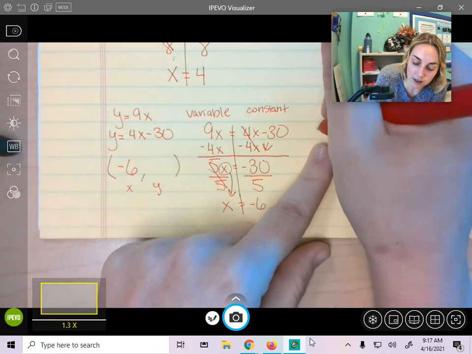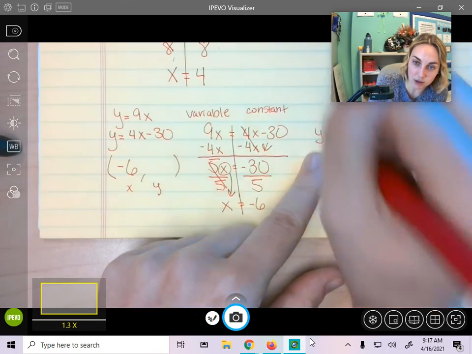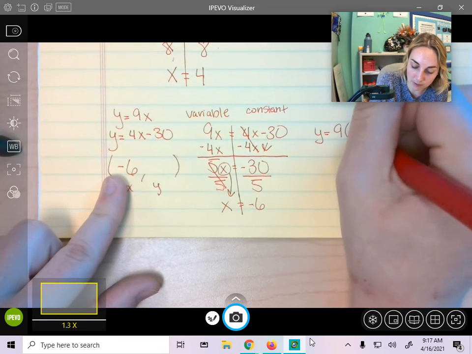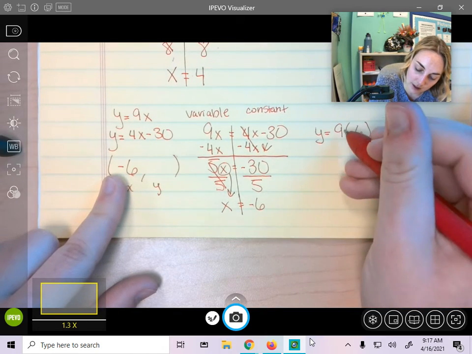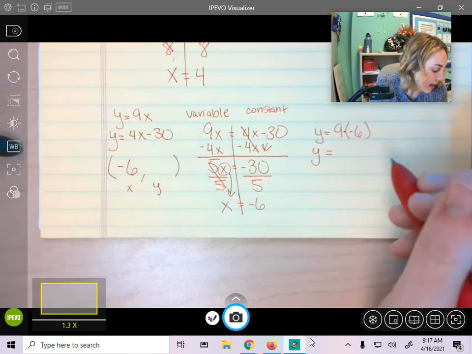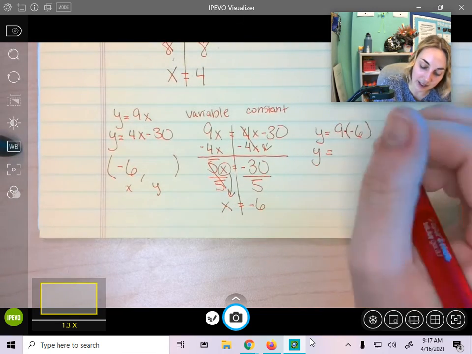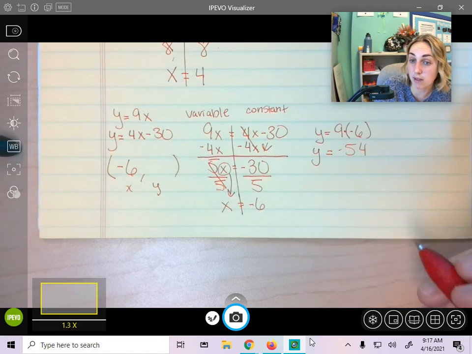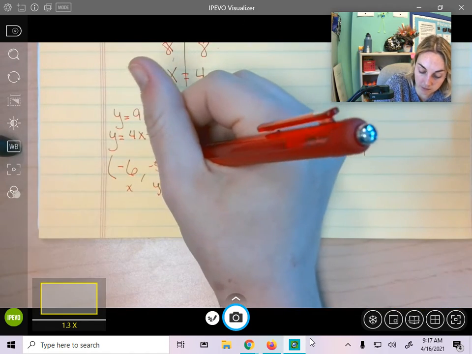So over here, I'm going to write out y is equal to 9, and I'm going to substitute my x value, and I like to do that in parentheses just to make it look easier. I'm just going to multiply these values. 9 multiplied by negative 6 is going to give me negative 54. So that is my y value.